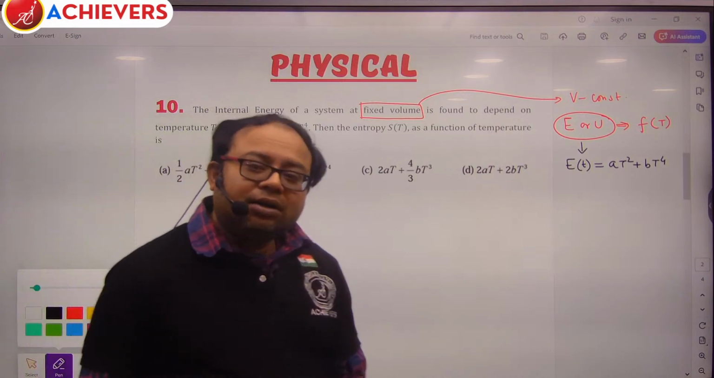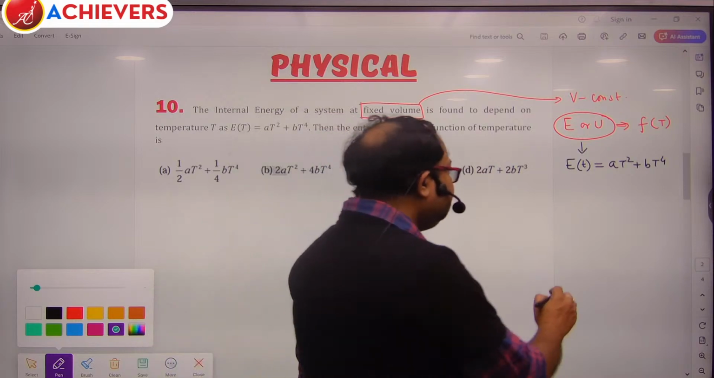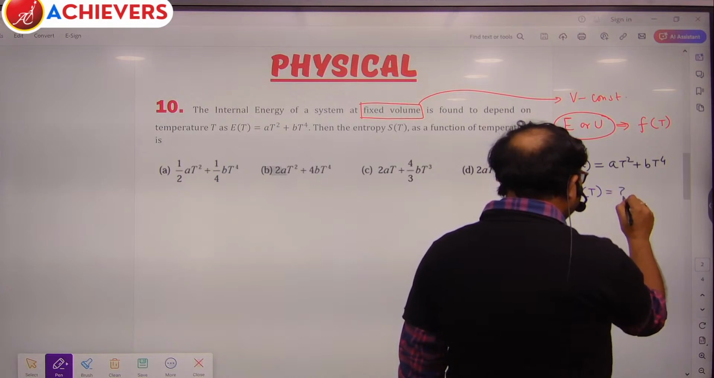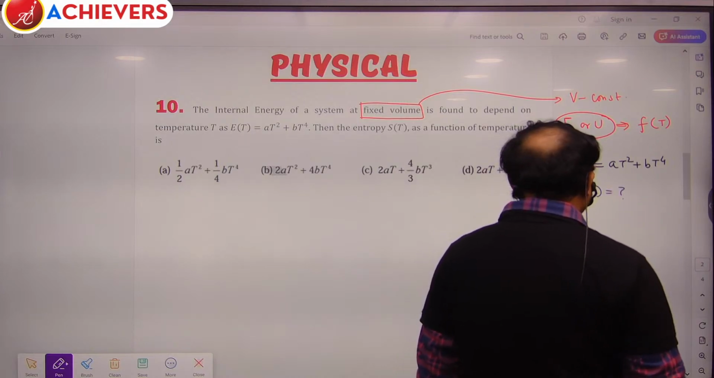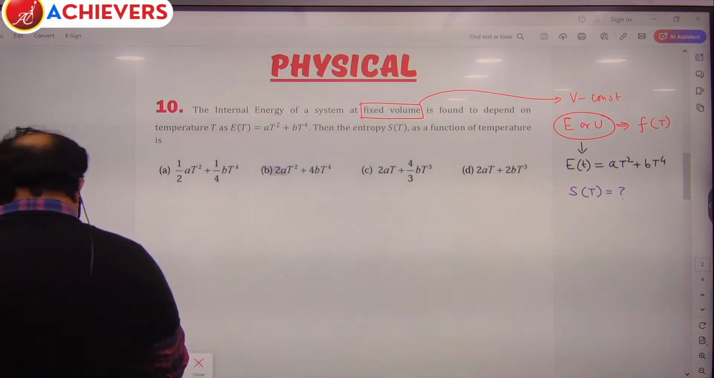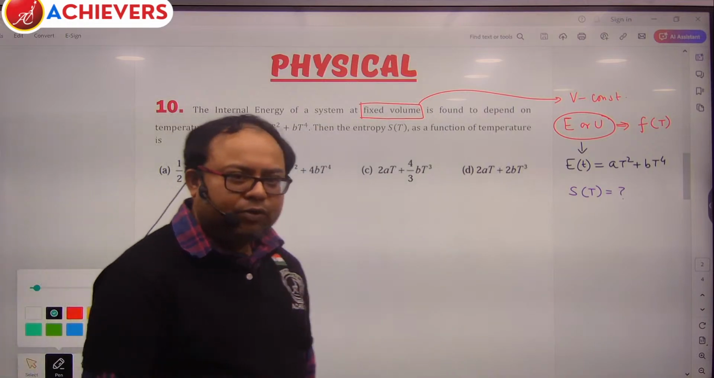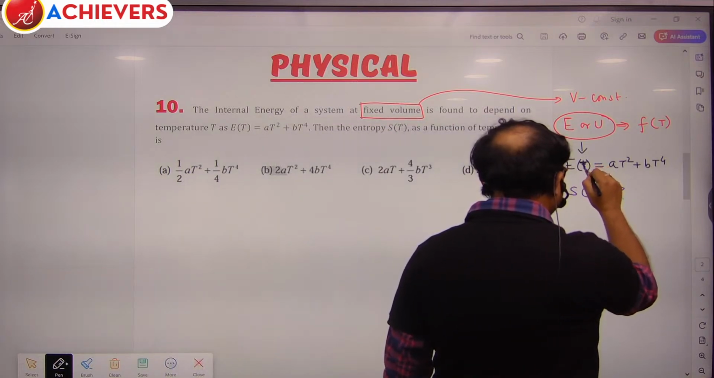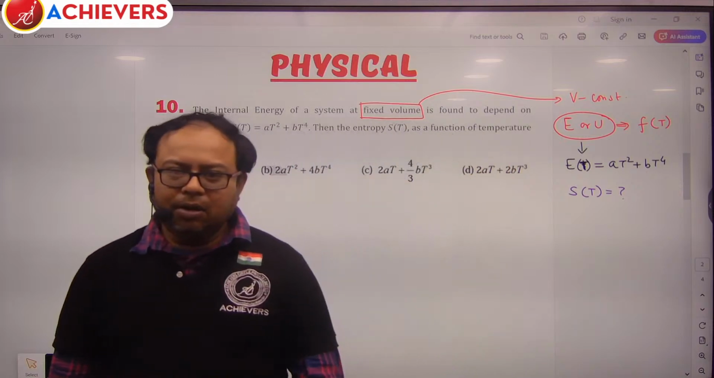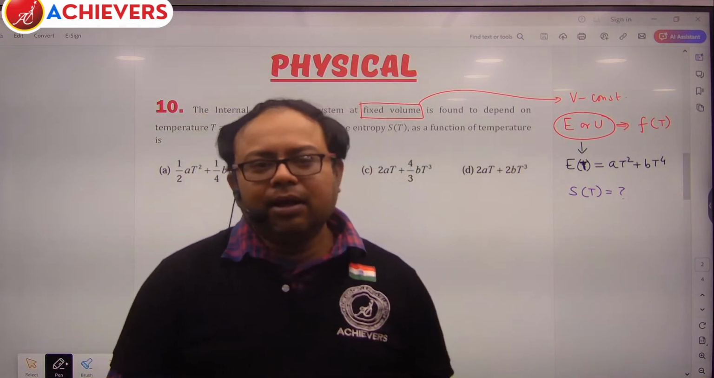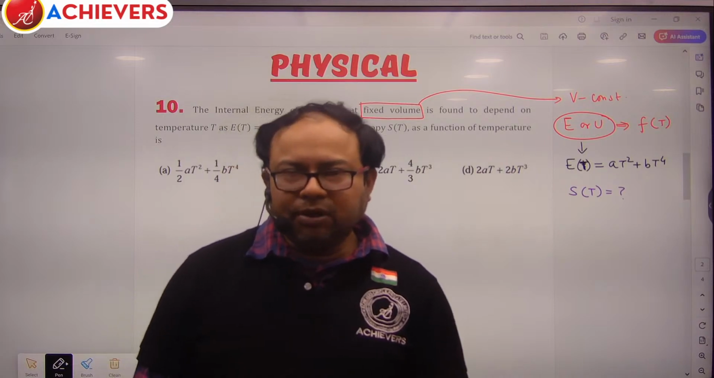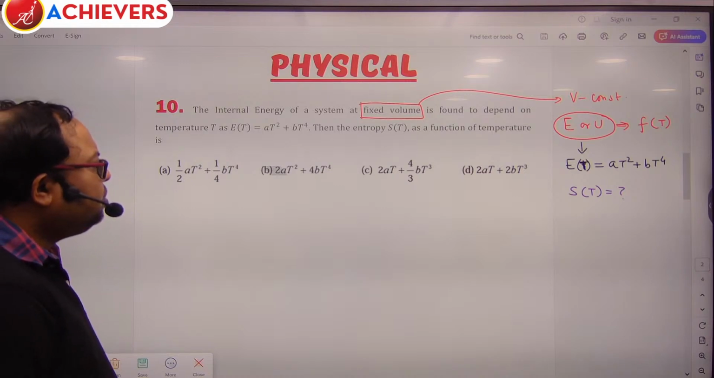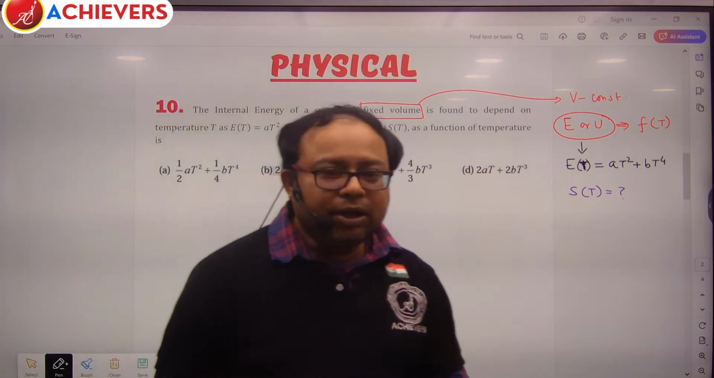Now what you are asked to do? You are asked to find out entropy as a function of temperature. So this is what you have to do. Now this is not small t, this is capital T. Kelvin temperature or temperature in absolute scale is conventionally expressed in terms of capital T. So let's try to attempt a solution for this.